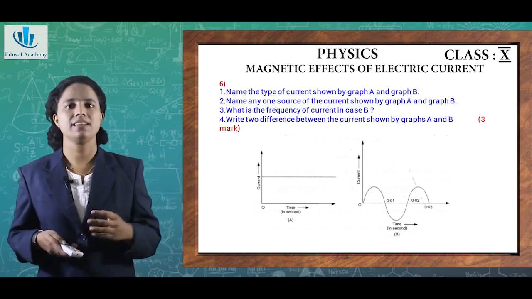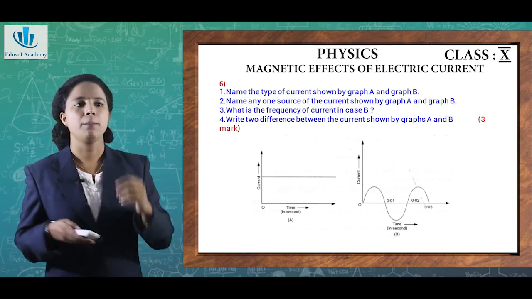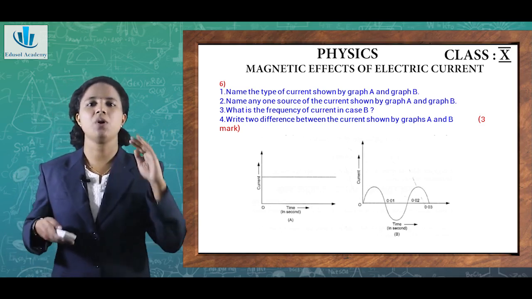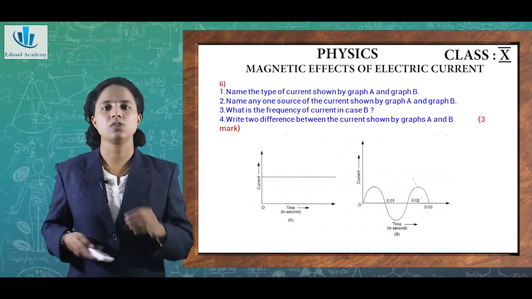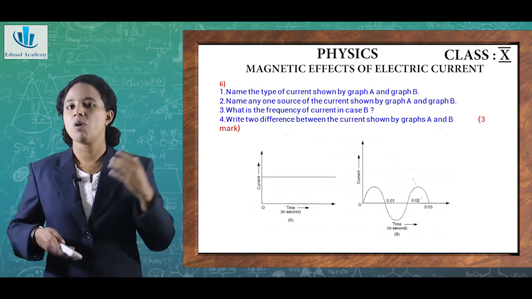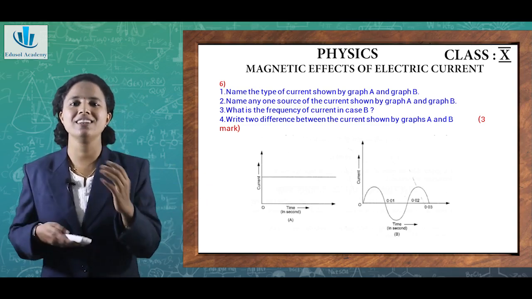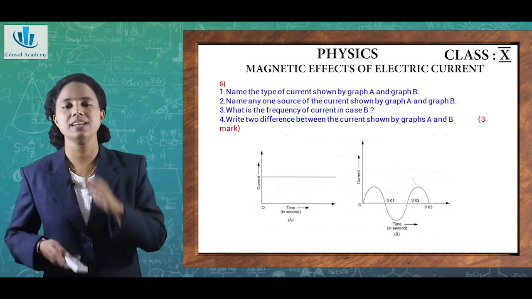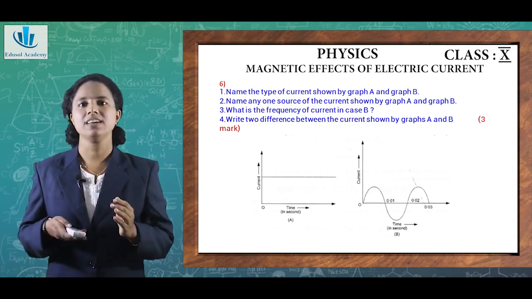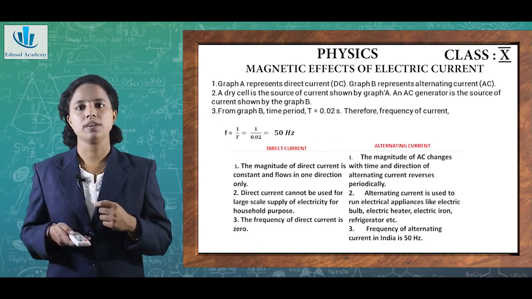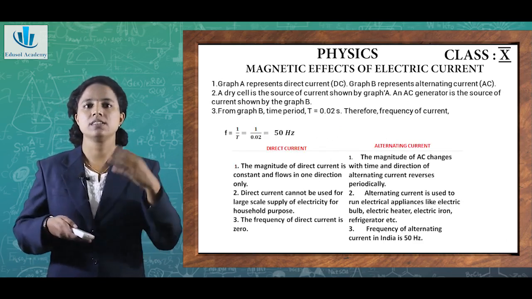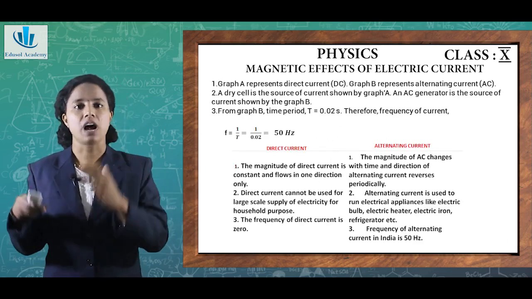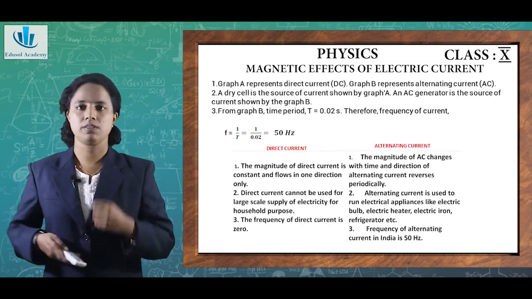It is clear that the type of current which is shown by graph A is a DC or direct current. So it has only one direction of flow. What about the other? The other current which is shown by graph B is changing every time, so it is an AC or alternating current. Second one, what are the sources for the graph A and graph B current forms?